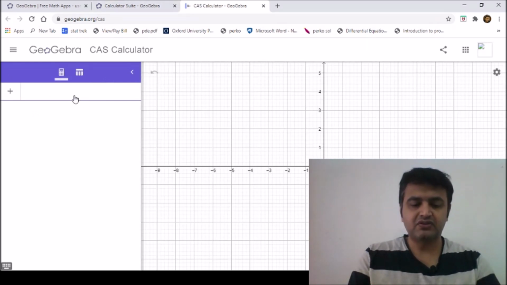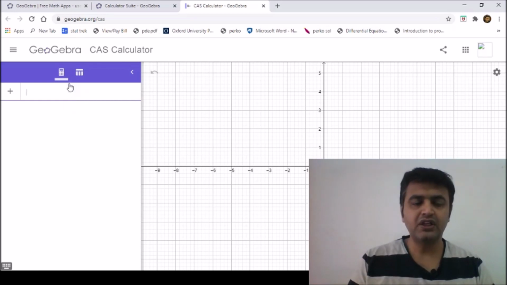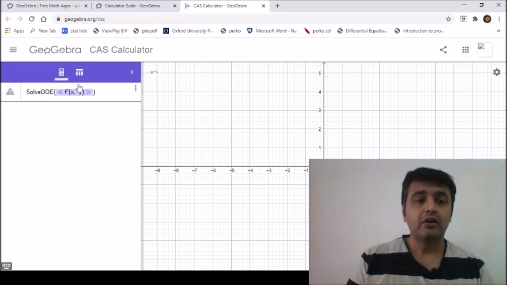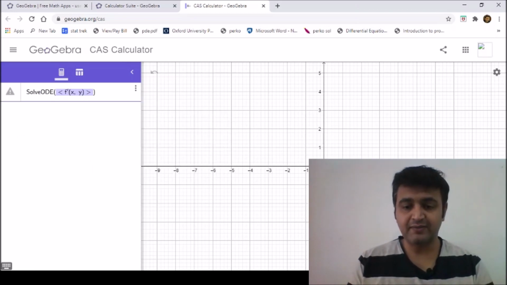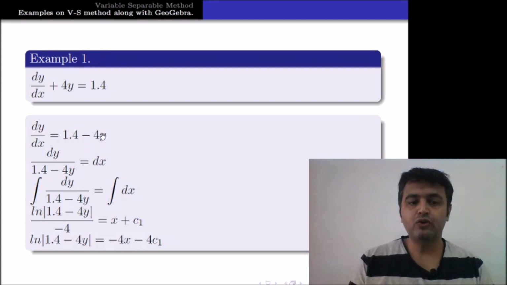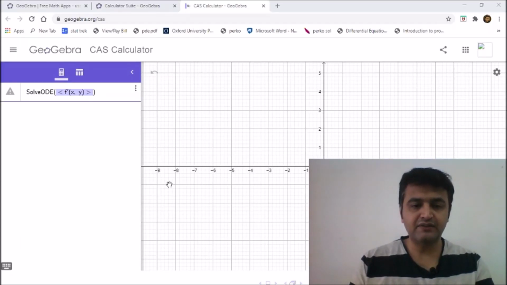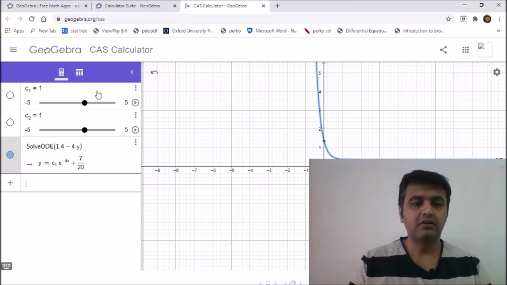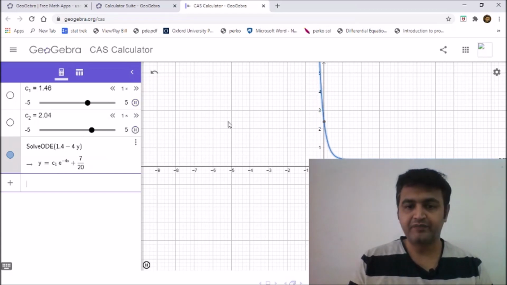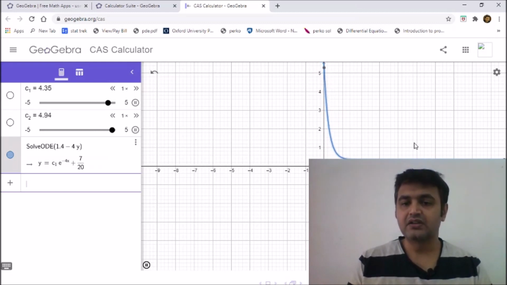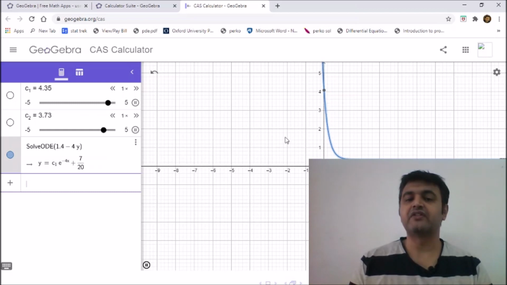GeoGebra has a function which is called Solve ODE. So once you click on Solve ODE, see the second one, SolveODE f dash. Now what you will do is you plug in a value of f dash over here. Now what is my f dash? If you see from here, our f dash is nothing but 1.4 minus 4y. So if I put 1.4 minus 4y over here and enter, this is the solution I get. And if I make this slider run, they have just taken one point for reference. So all these curves are the solution curves to the given differential equation.